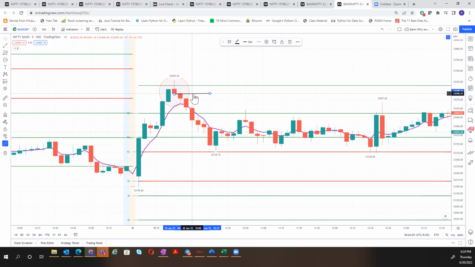And what will be your stop loss? Wherever you entered, if price comes back and hits, that will be your stop loss. The entry point here will be your stop loss. Understood? That is how the trading works.